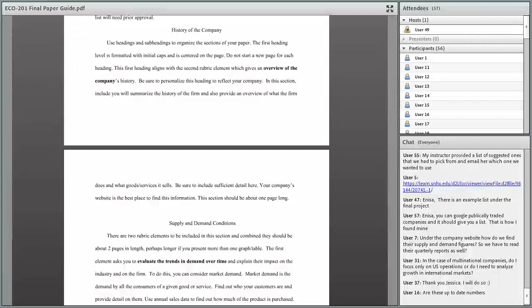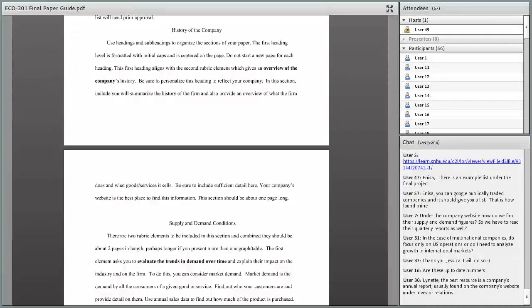Do you have any questions about maybe APA formatting? Because that seems to be one of the main issues sometimes with getting started with your assignments.